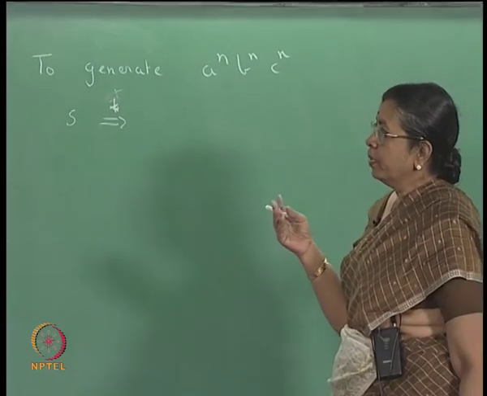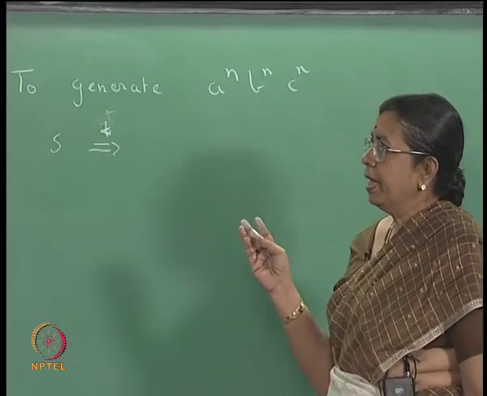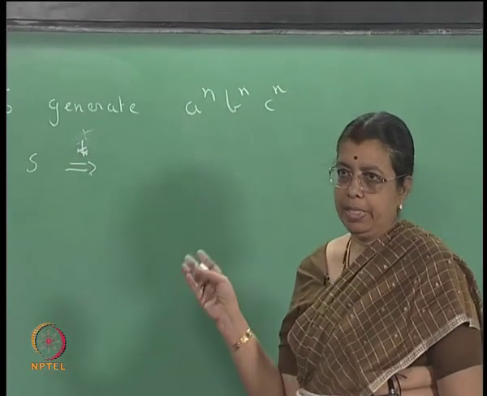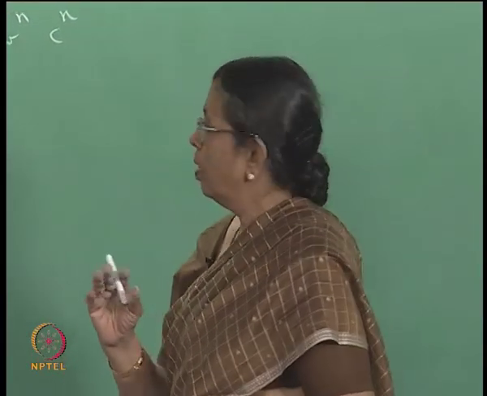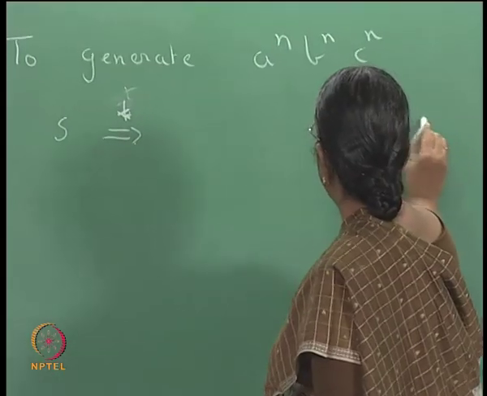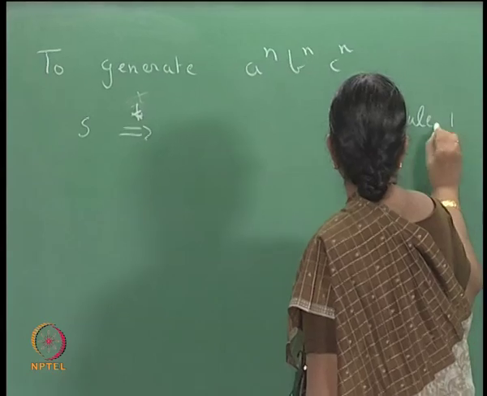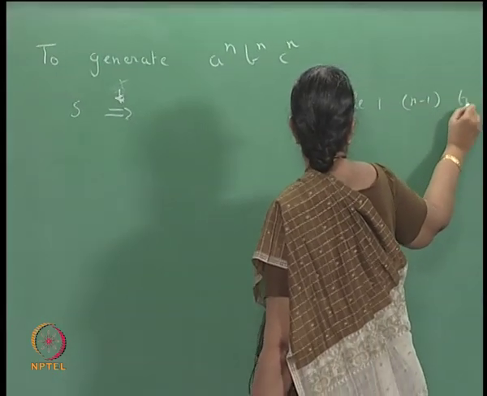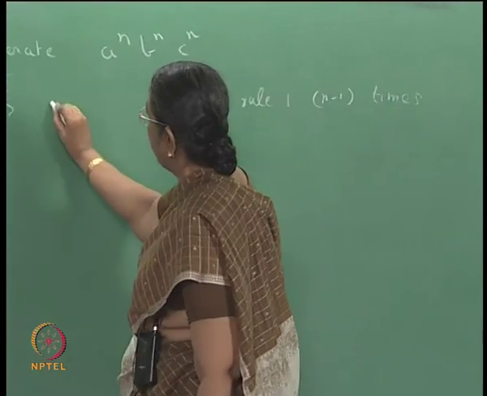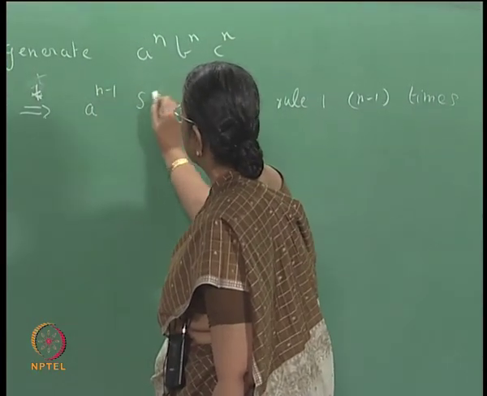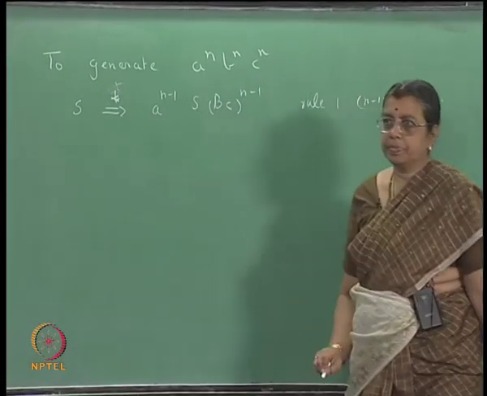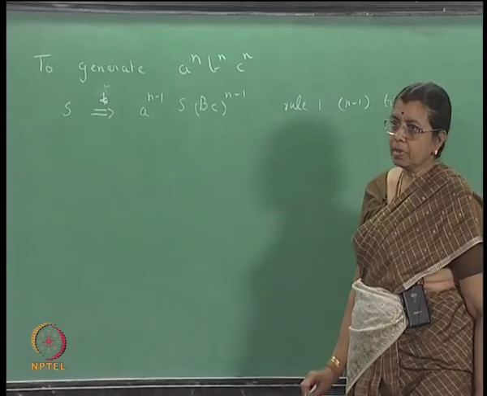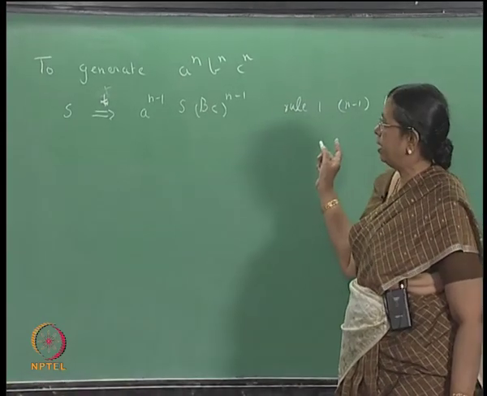When you use rule 1, S will be replaced by A, S, B, C. So, one A will be generated on this side, one B, C will be generated on this side. So, if you apply rule 1 n minus 1 times, you will get A power n minus 1 S, then BC, BC, BC like that, n minus 1 times.